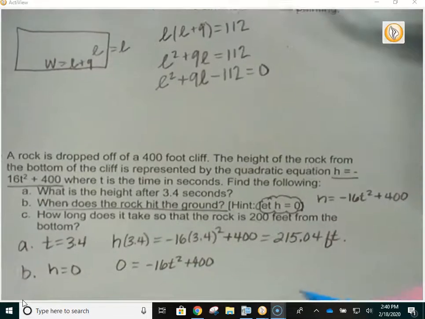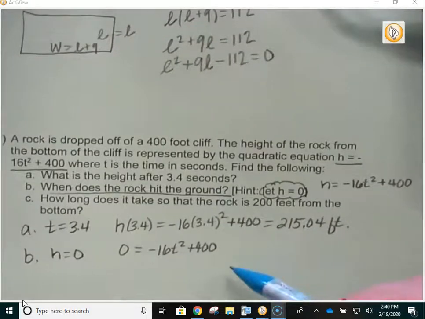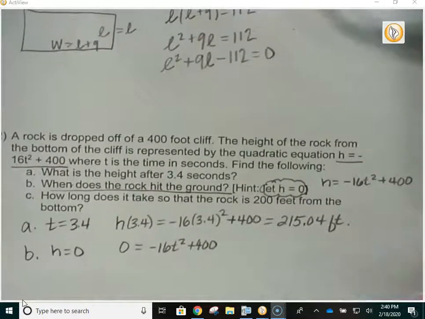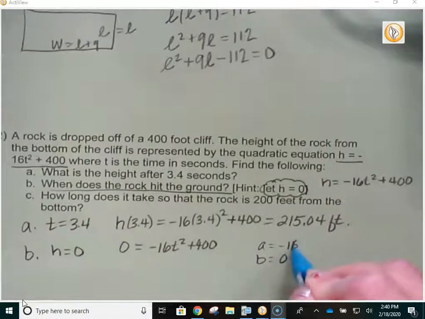And you can solve that either by using the quadratic formula, graphing, or factoring. I'll leave that to you. If you do the quadratic formula, a is negative 16, b is 0, and c is 400.